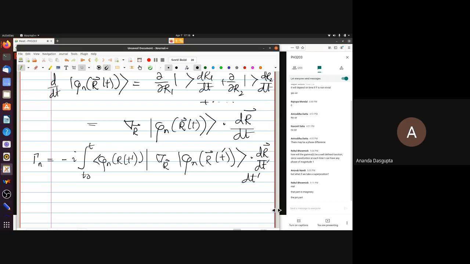Now, can anybody point out exactly why this form is actually rather nice? What does this really tell you about the time dependence? This t prime dependence.